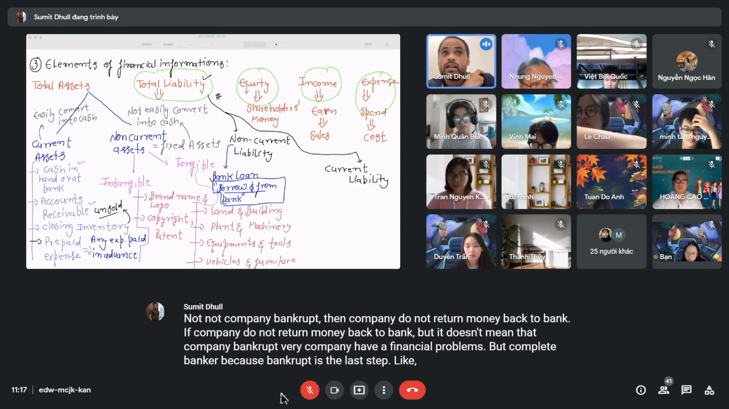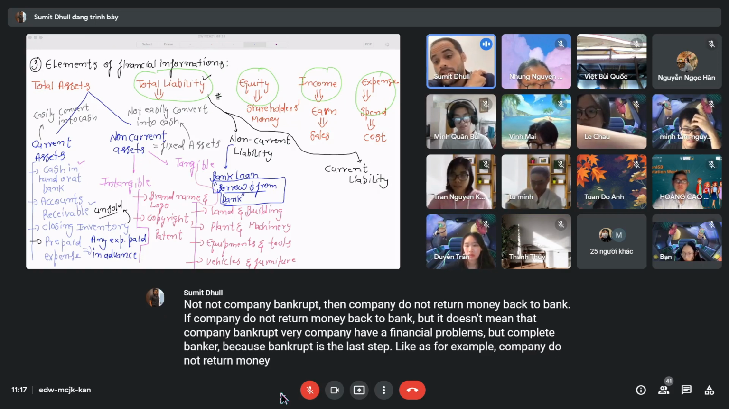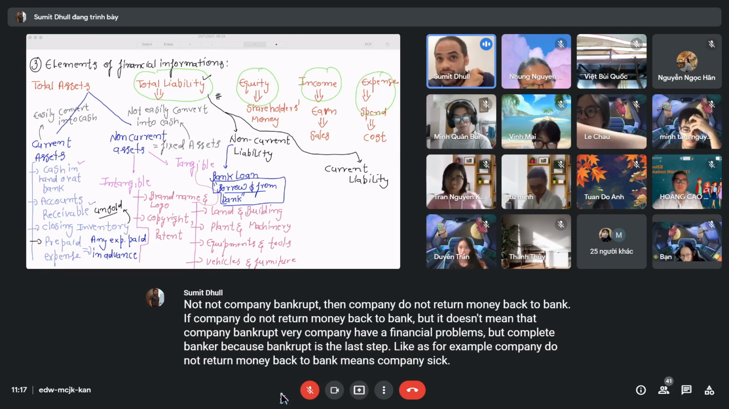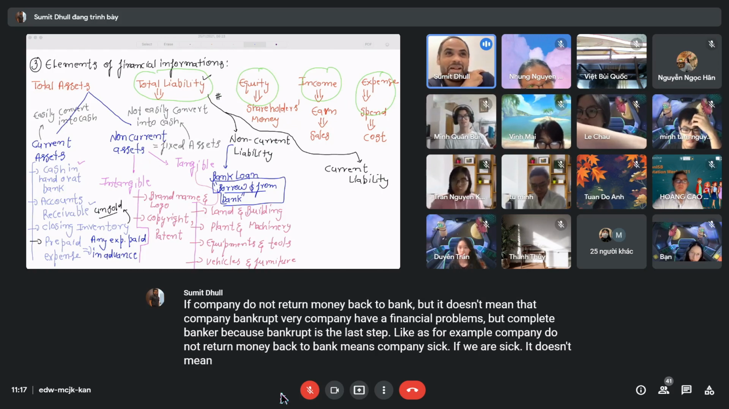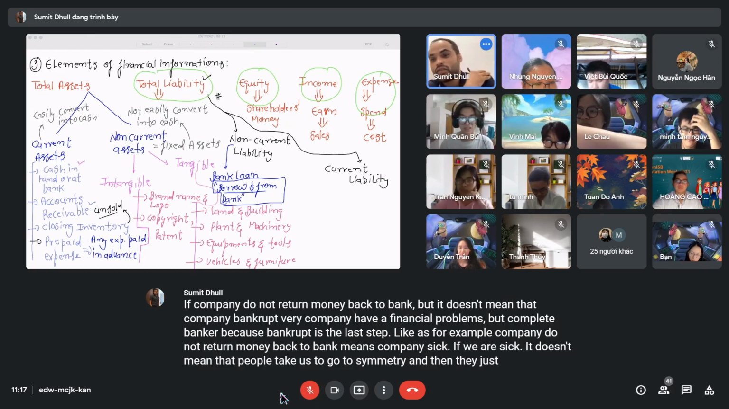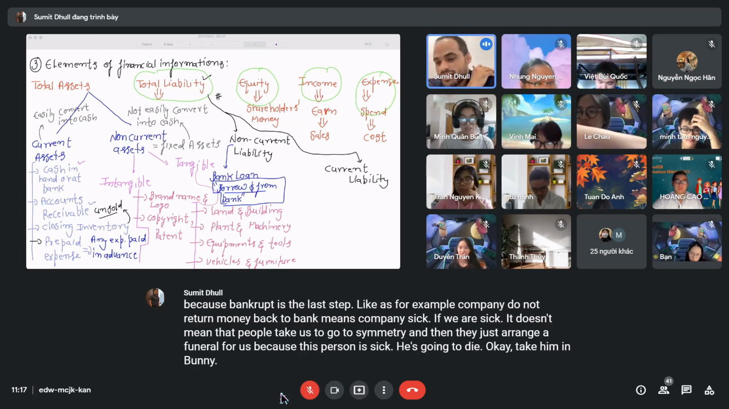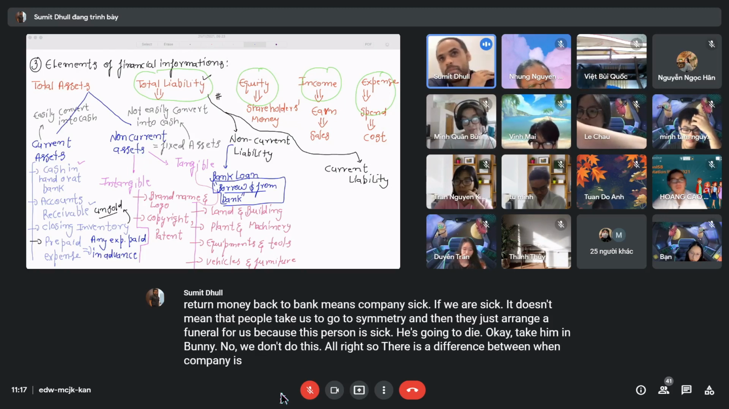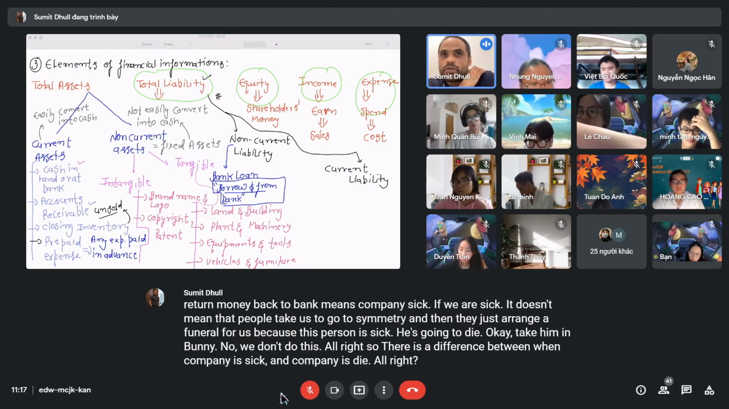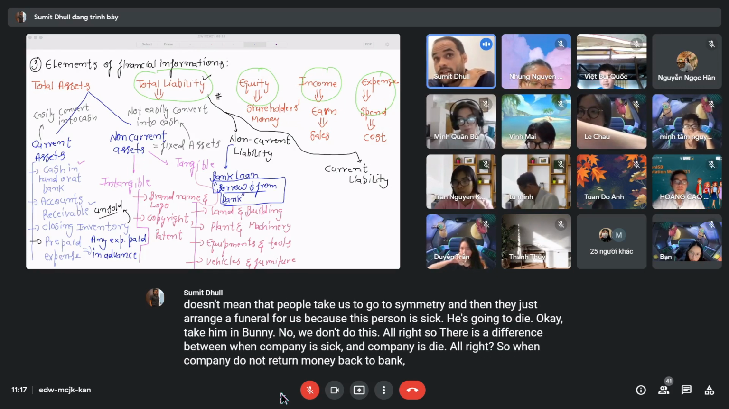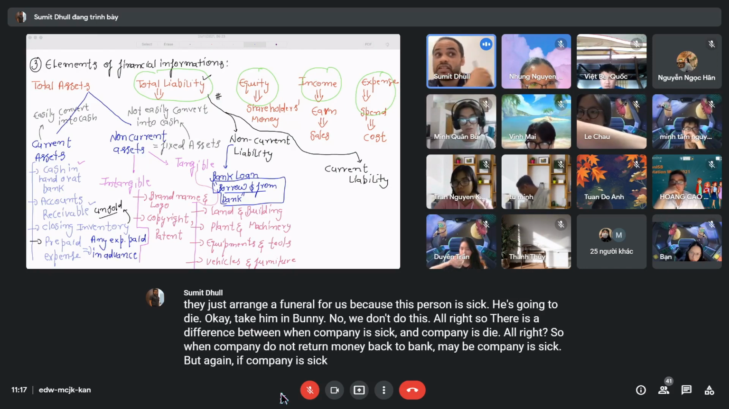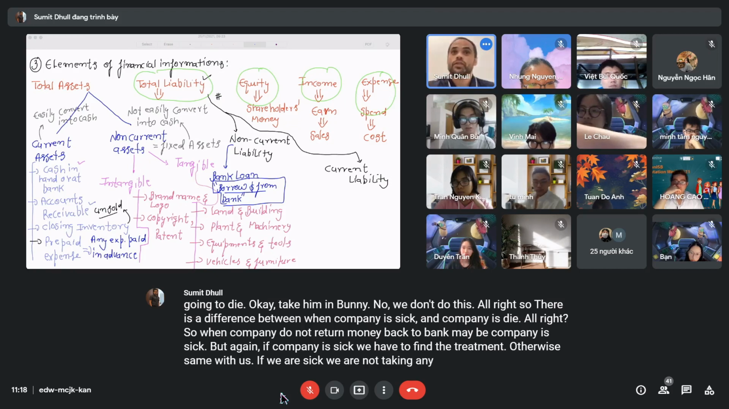As an example, a company not returning money back to the bank means the company is sick. If we are sick, it doesn't mean that people take us to the cemetery and arrange a funeral for us because we're going to die. No, we're not going to do this. So there is a difference between when a company is sick and when a company is dead. When a company does not return money back to the bank, maybe the company is sick. But again, if the company is sick, we have to find the treatment. Otherwise, same with us, if we are sick and not taking any medication, we also eventually die.